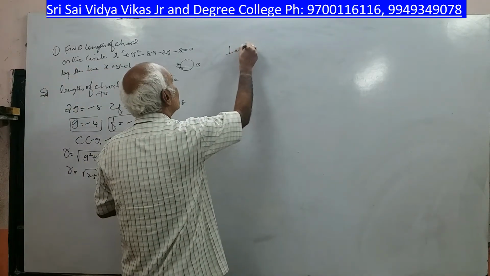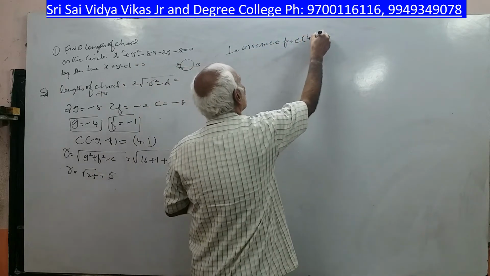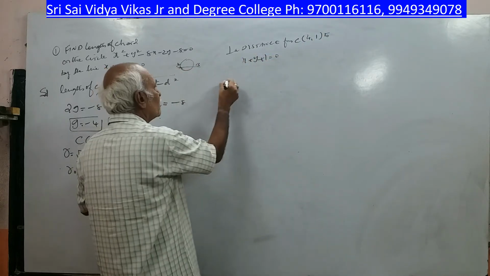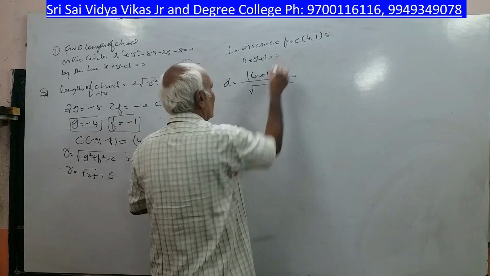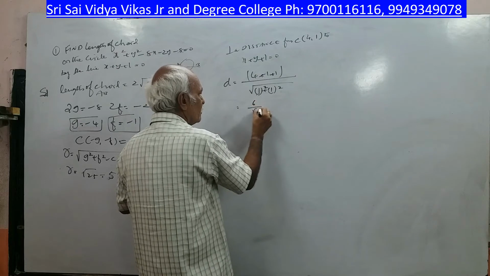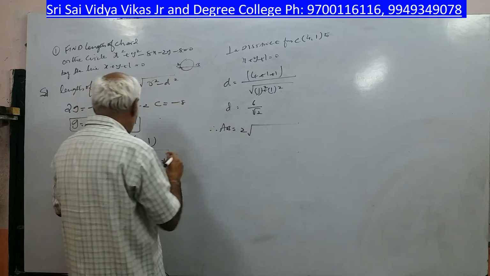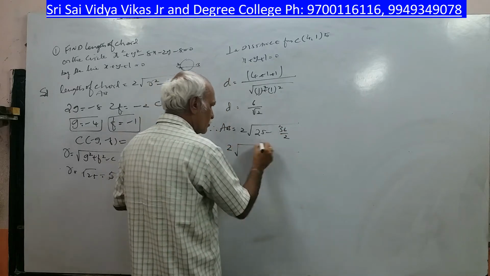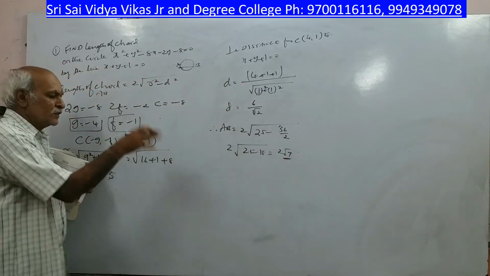Now d is the perpendicular distance from the center, 4 comma 1, to the line x plus y plus 1 is equal to 0. So d is equal to 4 plus 1 plus 1 by root of, x coefficient is 1, y coefficient is 1, 1 square plus 1 square. So this becomes 6 by root 2. Again, AB is equal to 2 times root of, formulas are same. So 25 minus 36 by 2. So 2 into root of 25 minus 18, which is 2 root 7. Okay, same procedure, sir. Please note down.